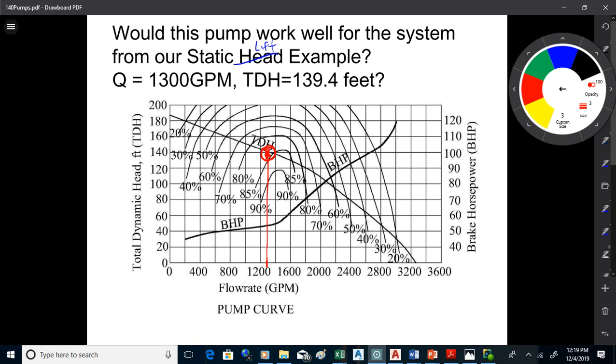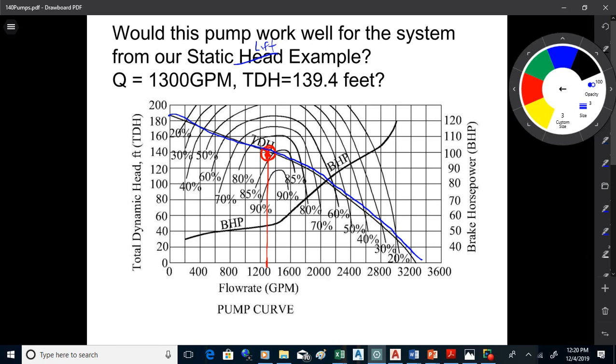Now, see that analysis on page 140, that wasn't done for a pump. That was done for a piping system and a flow rate through that piping system. On page 140, we said, okay, we're going to pump 1,300 gallons per minute through that piping system. How much TDH will there be? And it comes out to be 139.4 for 1,300 gallons per minute. Is that a decent fit on our pump curve? It's pretty good. Yeah, that's not bad. How about the efficiency? It's pretty good.